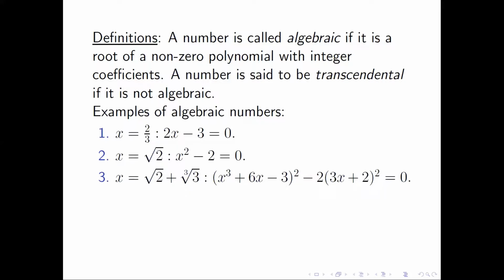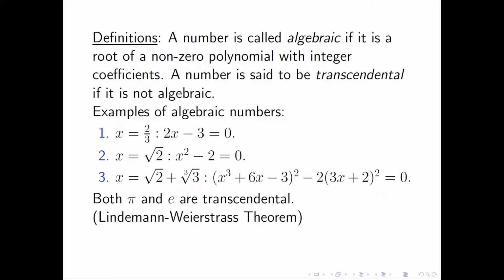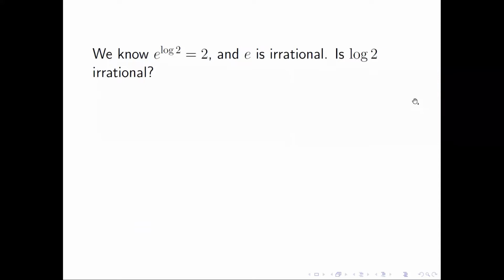Question: are there any numbers that are transcendental, meaning not algebraic? The answer is yes. Actually, the two famous irrational numbers, pi and e, are both transcendental. This is based on the Lindemann-Weierstrass theorem. As a matter of fact, almost all real numbers are transcendental. We know e to the power natural log of 2 equals 2, and e is irrational. We are done if we can prove that log of 2 is irrational.